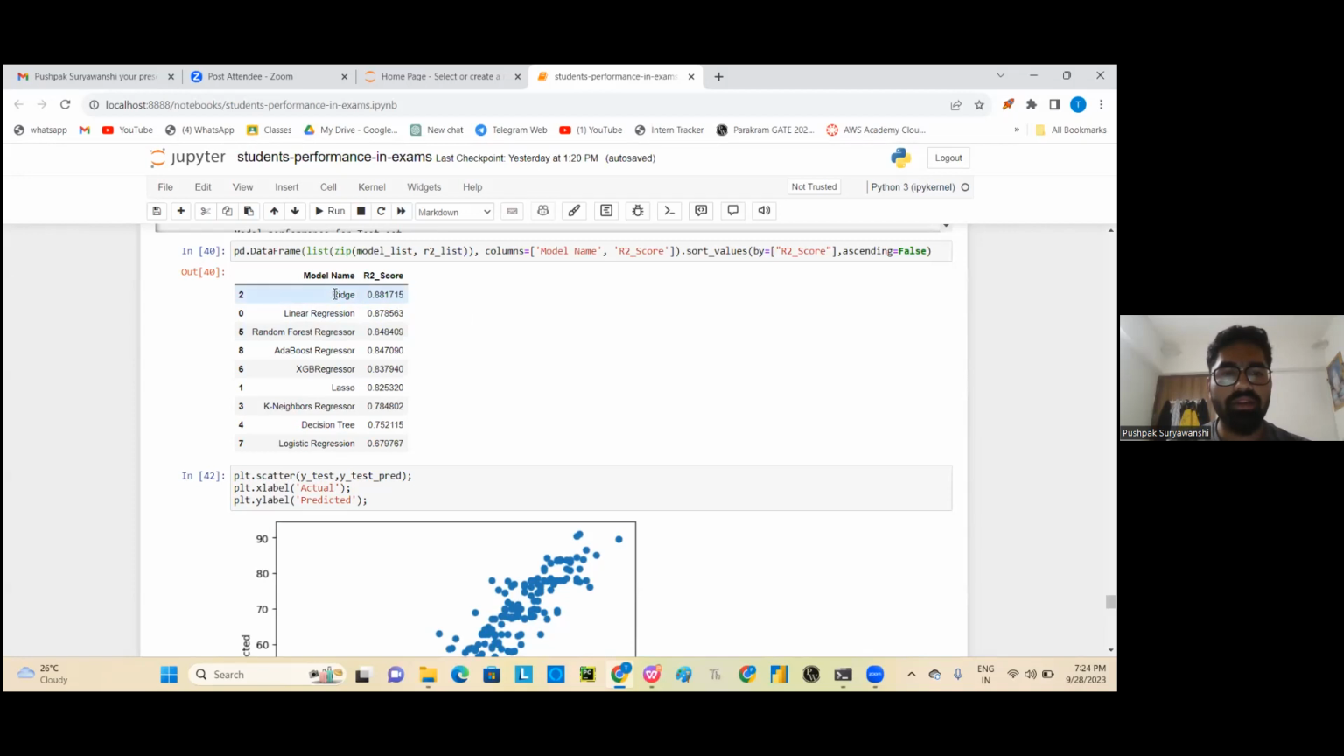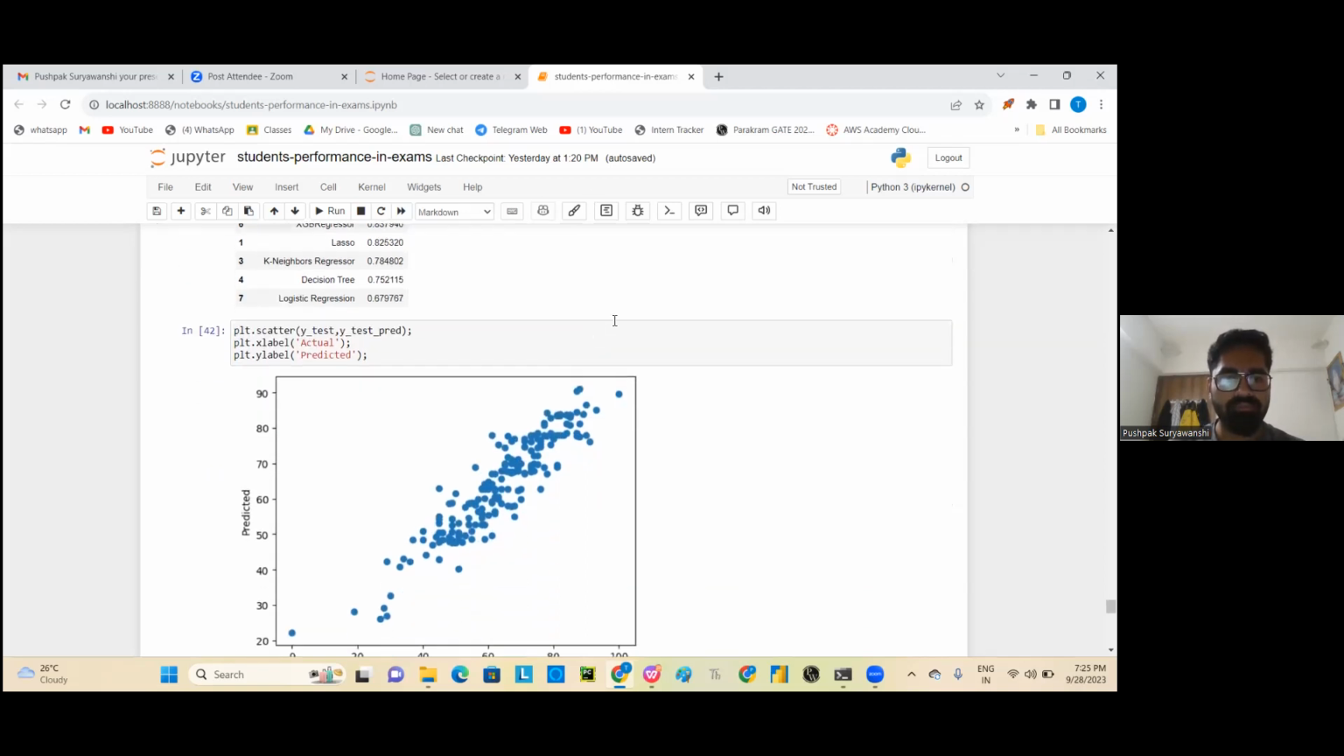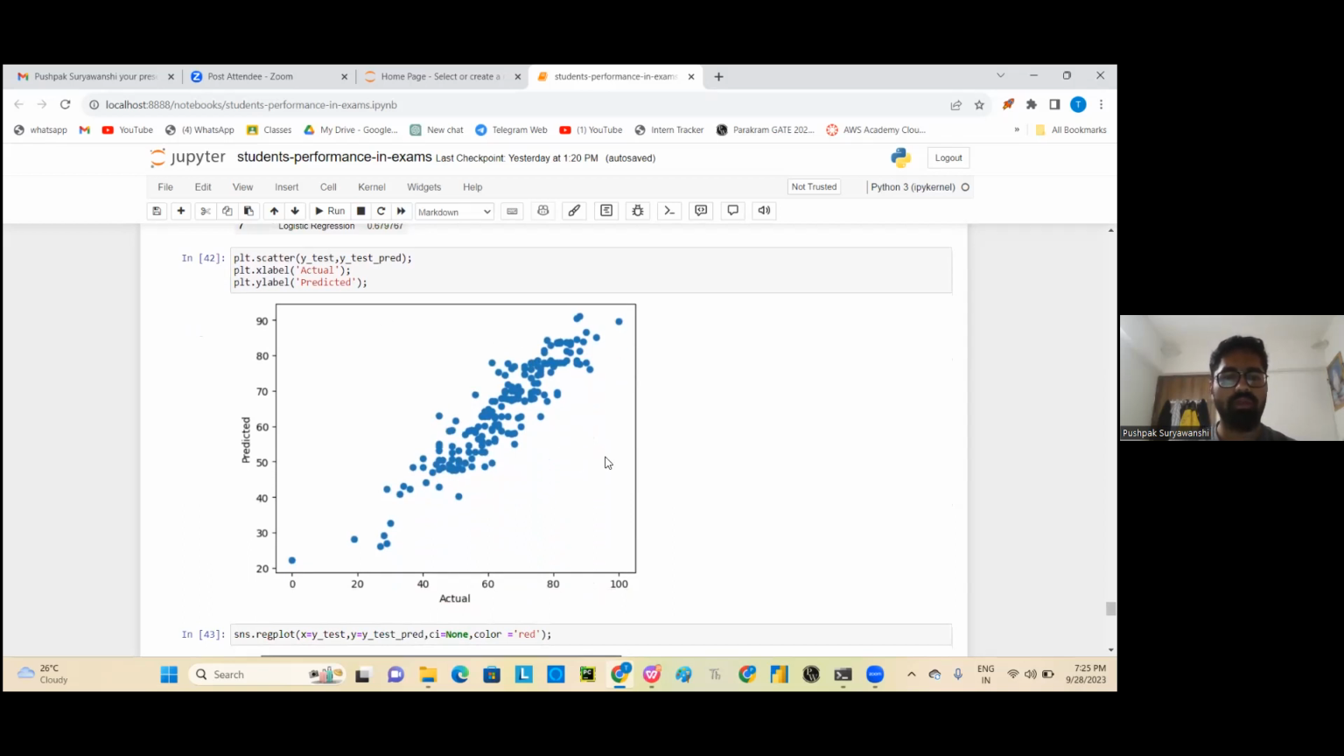So the ridge regression model has the highest R square score, almost 88%. So the model has predicted 88% accurately, and if we compare the predicted values and the original values, the difference between them will be less in the case of ridge regression. So this is a scatter plot of actual and predicted values.